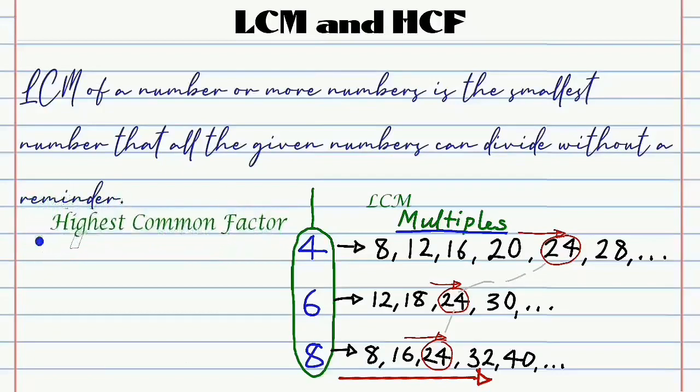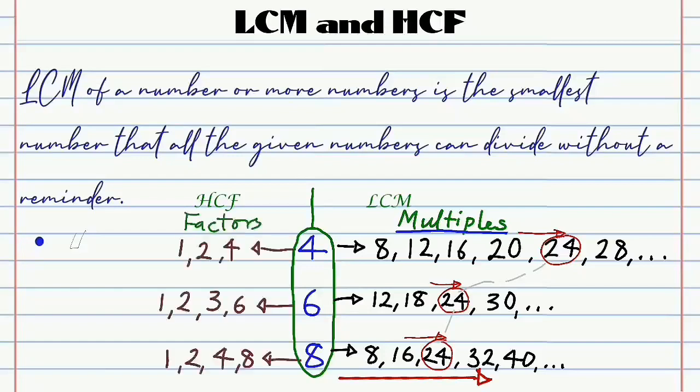Highest common factor. We are now dealing with factors of 4, 6, and 8. We're going to list down the factors of 4, 6, and 8, which I've just listed down, and we are going to find the highest common factor of these three numbers. The highest common factor, we're going to move from the right hand side to the left hand side and pick the first common number to these three numbers, and from our observation the number is 2.